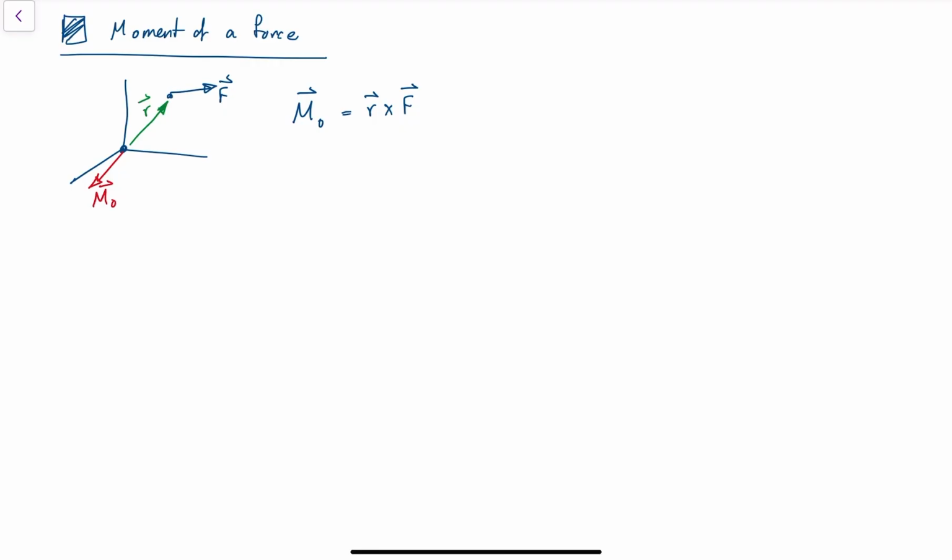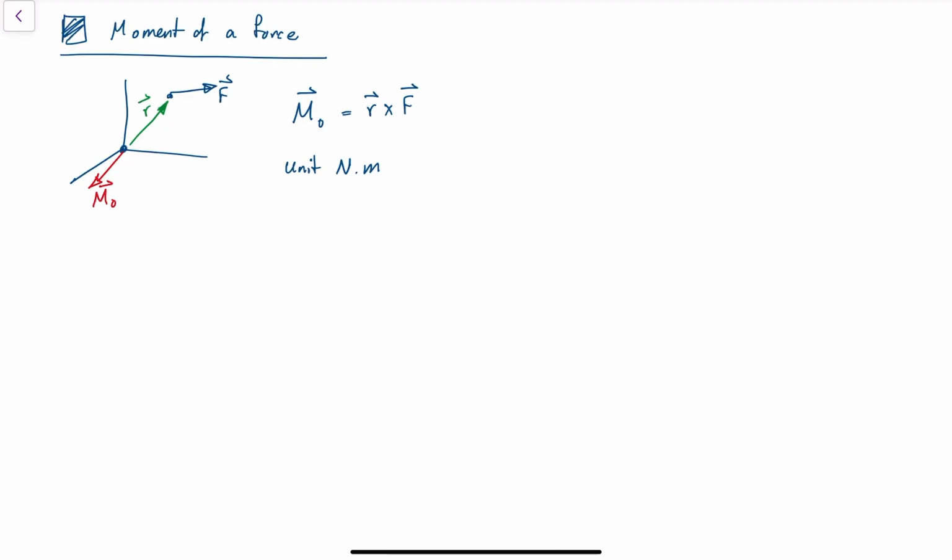Moment, or sometimes in a scalar form, it is called torque, or simply moment. Oh, it has the unit of Newton meters. Let me write it down. Unit is Newton meters. And the direction of it is defined by the right-hand rule, perpendicular to both R and F.